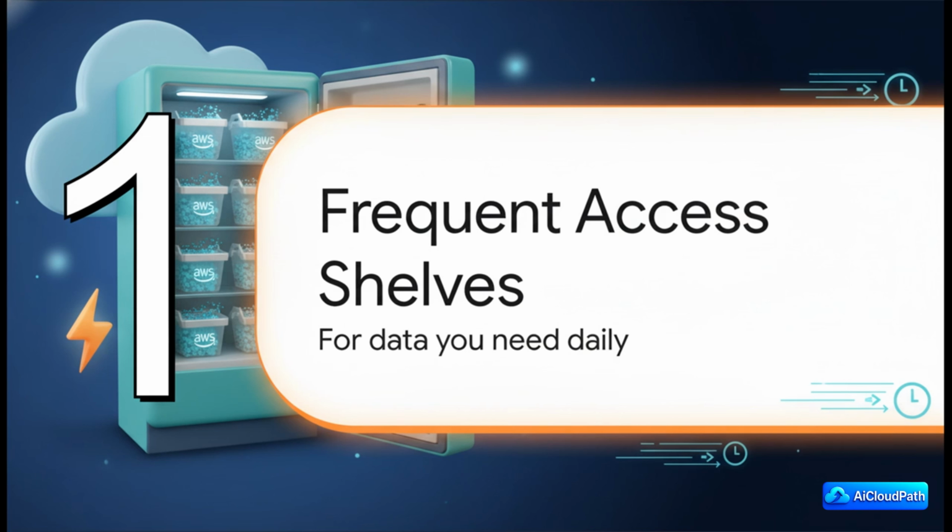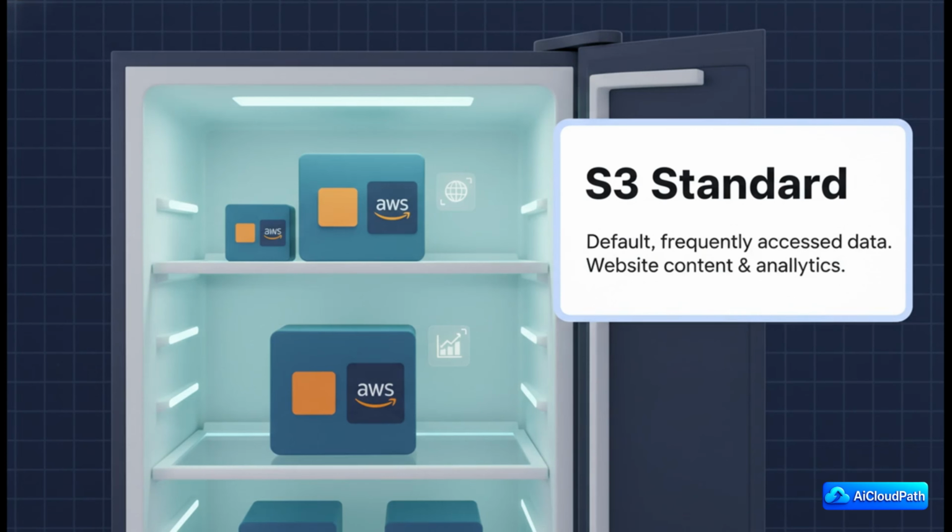Okay, first up, let's open the fridge door and look at the main shelves. This is for your hot data, the stuff you're grabbing all the time, every single day. And that brings us to S3 Standard. This is the default, the go-to, the most accessible part of your refrigerator. It's absolutely perfect for things like website content, data for your mobile apps, or any kind of active analytics workloads that you need right now, instantly.